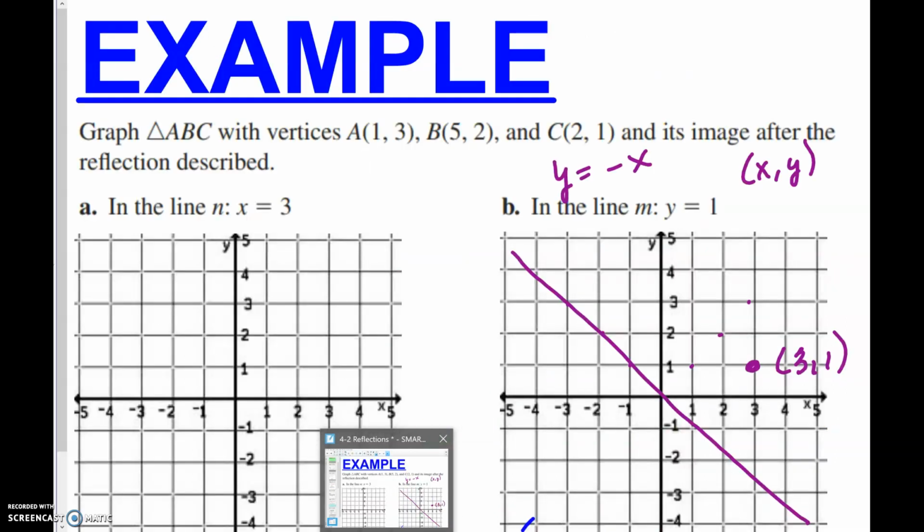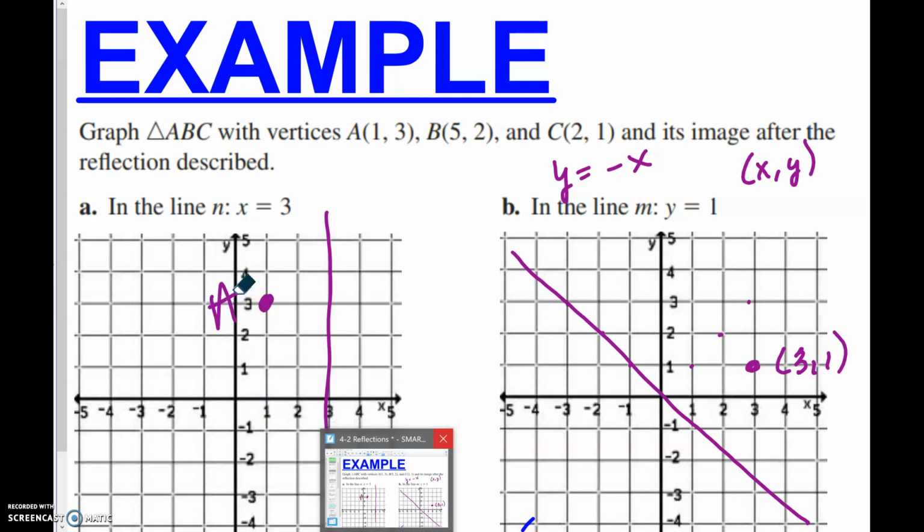Okay, so when we do this problem here, we'll do just the first one. We're going to reflect over x equals 3. So when we have x equals 3, this becomes 1, 2, 3, this line right here that we're going to reflect over. So when we take this point, 1, 3, okay, that's where A is.